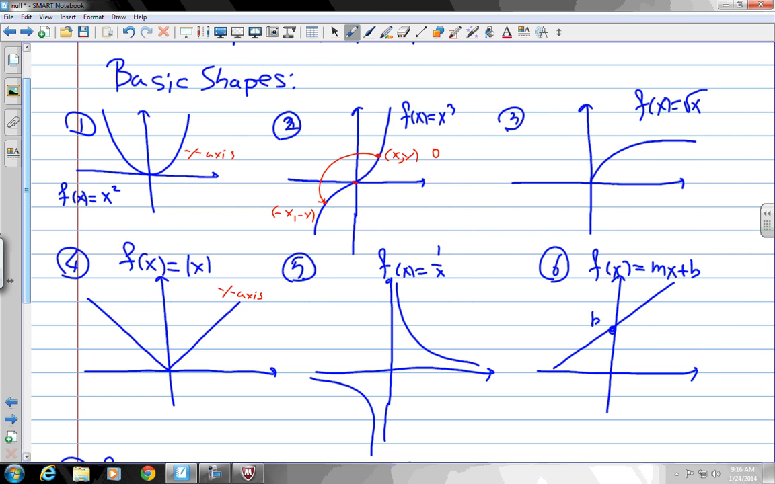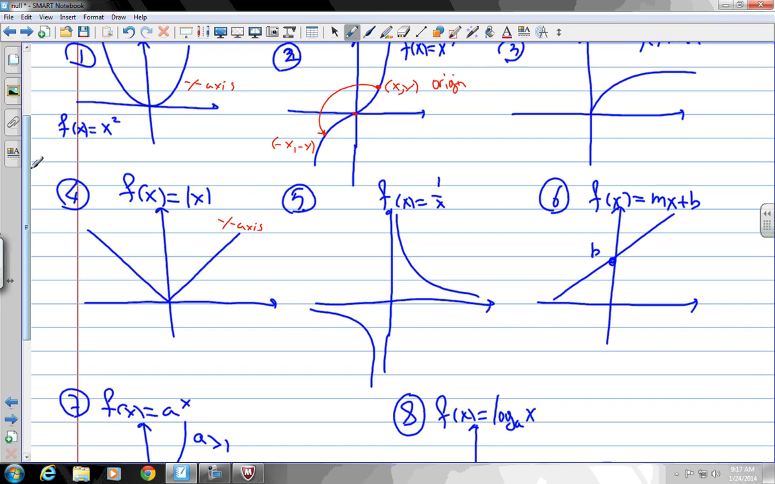So the cubics have a symmetry around the origin. Is there anything else here that has a symmetry around the origin? 1 over x, that's right. If I take 1 over x, if I take this part of the graph and I rotate around the origin 180 degrees, I'll get to the other side, so yes. So this is the symmetry around the origin.